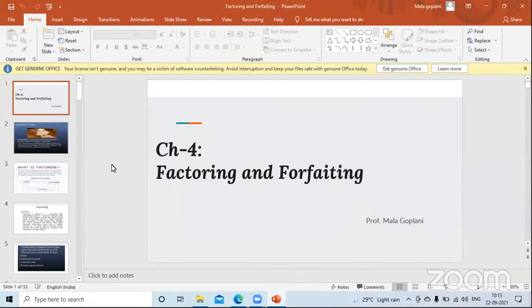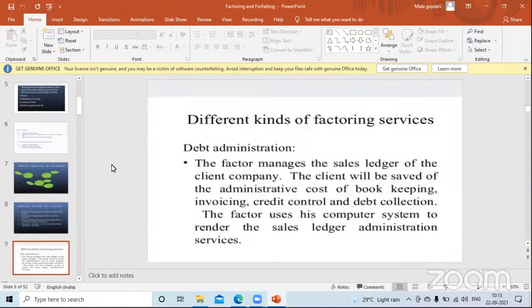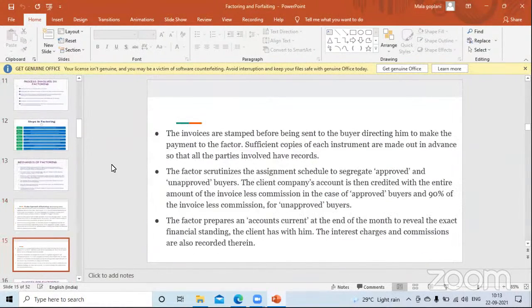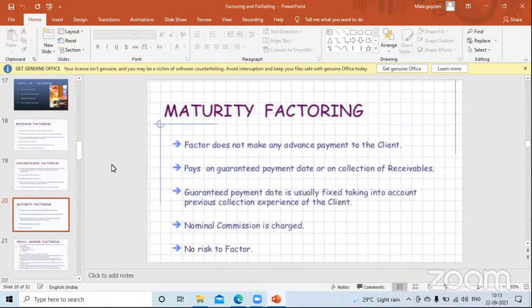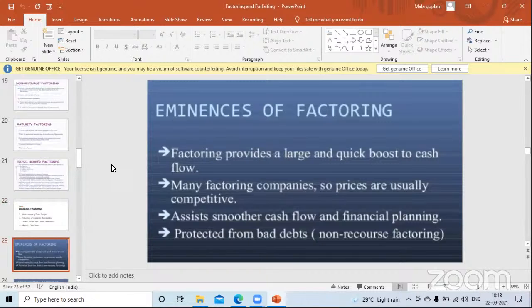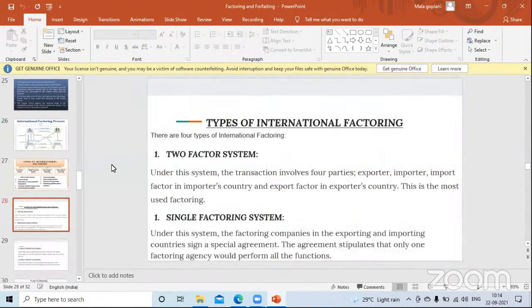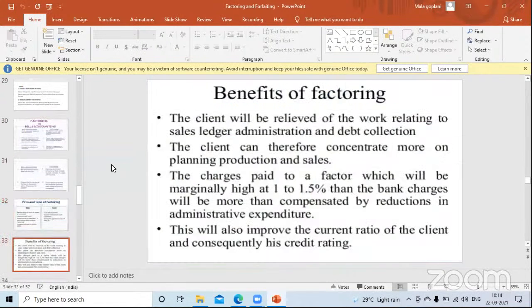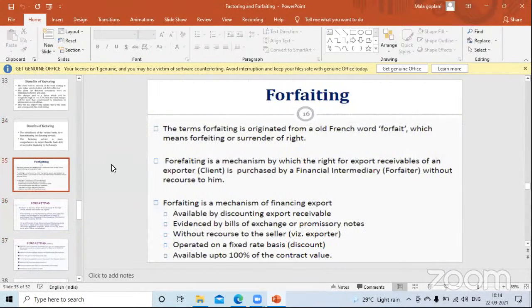So we had completed factoring, and yesterday we had started with forfeiting. These were the types of factoring, right? Functions, eminence, and then international factoring was the last concept. And we have also done pros and cons of factoring, benefits. Now, yesterday we started with the meaning of forfeiting.